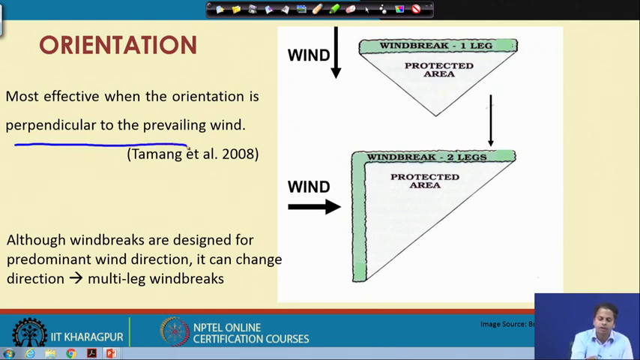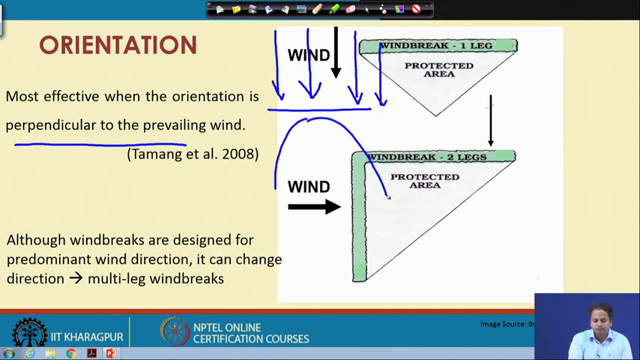So, once you know the prevailing wind direction, the windbreak should be placed perpendicular to the direction of prevailing wind. That way, you can get the maximum amount of wind speed reduction over the downwind area, or leeward side.